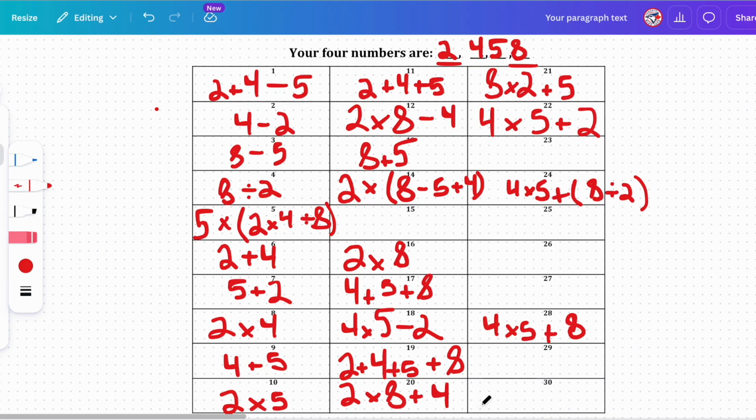So 30, I can go 8 multiplied by 4 is 32, and then subtract 2 gives me 30. 32 minus 5, I like that one. That's 27. So 8 multiplied by 4 is 32, subtract 5 is 27.